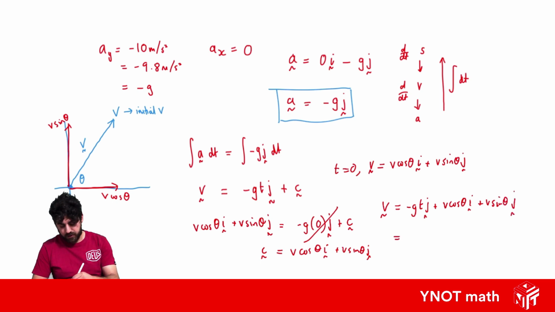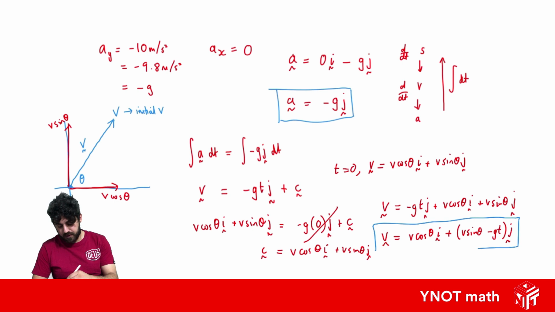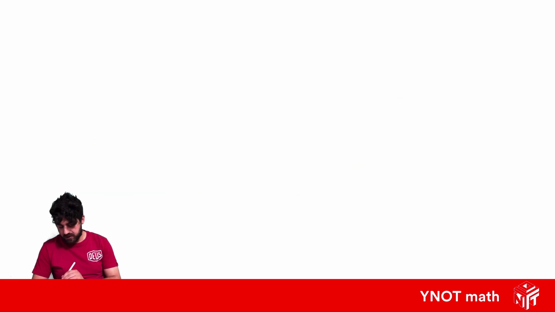Grouping our components together, it gives us v cos theta i plus v sine theta minus gt, all multiplied by j, for our final velocity vector. We can see in the x direction we have a component v cos theta and a y component of v sine theta minus gt. And from here we can go ahead and integrate both sides to get our displacement equation.